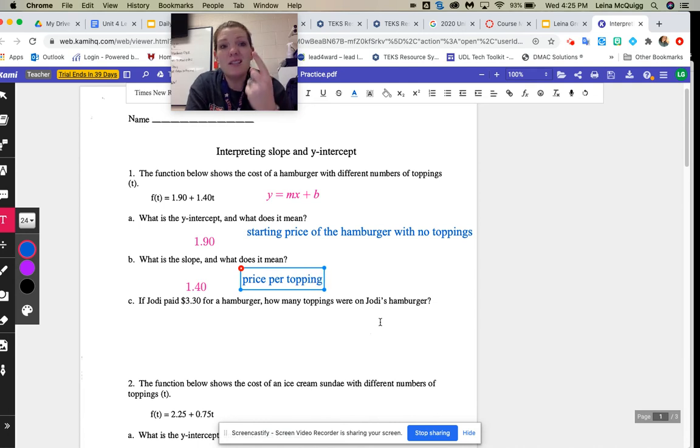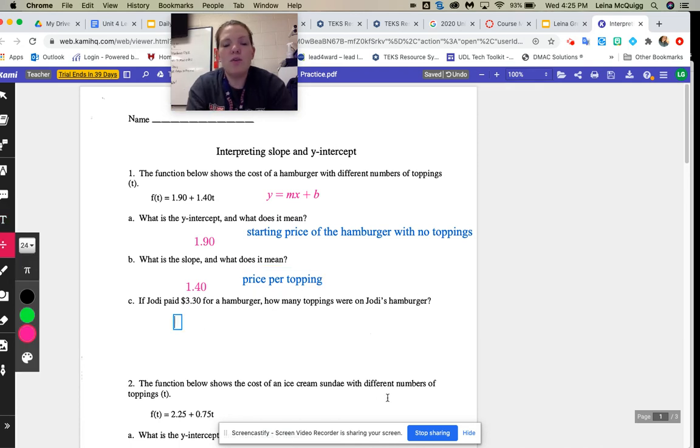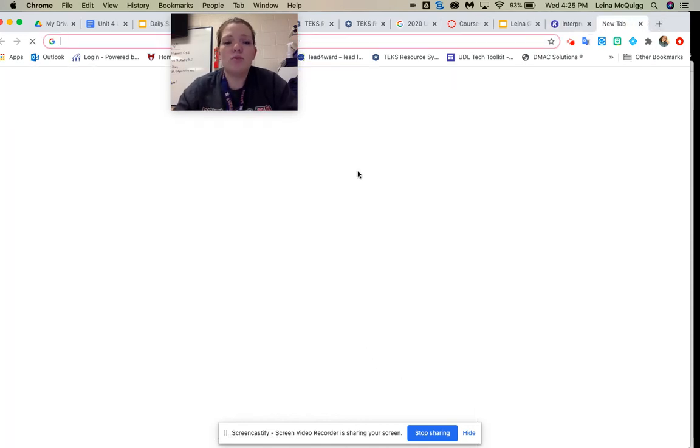So if I get lettuce, cheese, and tomatoes, then that's 3 toppings. I have to multiply that by 1.40 and then add it to $1.90. And that tells me how much I'm going to pay for my hamburger. All right, so now we have, if Jody paid $3.30 for a burger, how many toppings were on Jody's burger? Well, this is how I want y'all to do this. I want you to come over to Desmos.